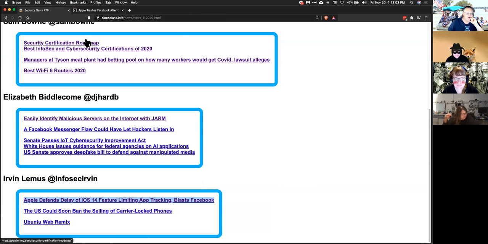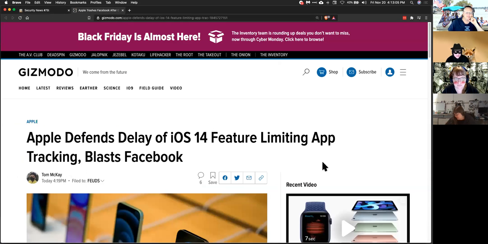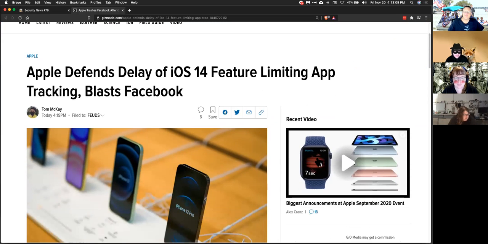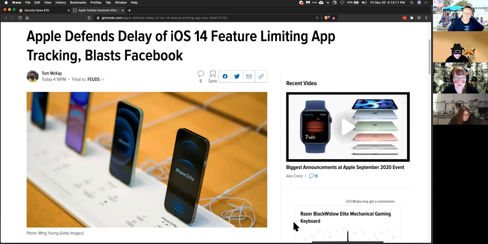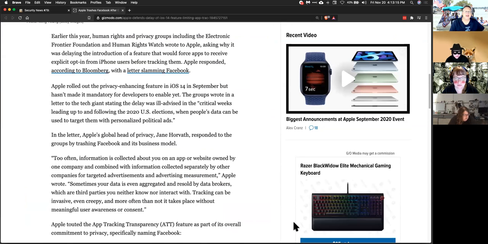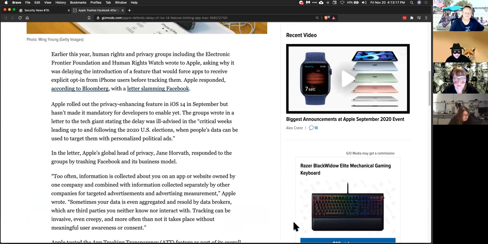Anyway, this is Irvin. Oh, yes. Apple is still delaying what they call the ATT thing, app tracking transparency, which would tell you or ask you for permission to send information. They're blaming Facebook, and Facebook is blaming them back. So it's just back and forth finger pointing.